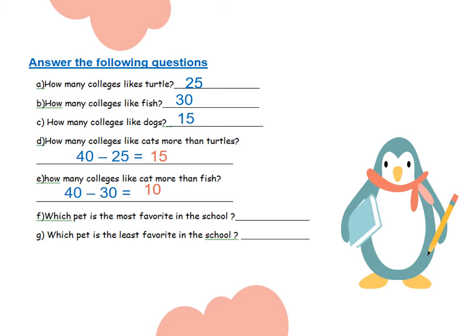Which pet is the most favorite pet in the school? The one the most students like. Cats, excellent. There are 40 colleagues who like cats. Which pet is the least favorite in the school? Which has the least number of colleagues? Dogs, excellent.